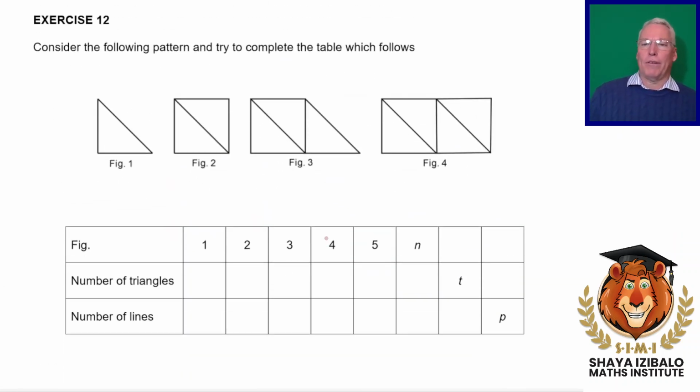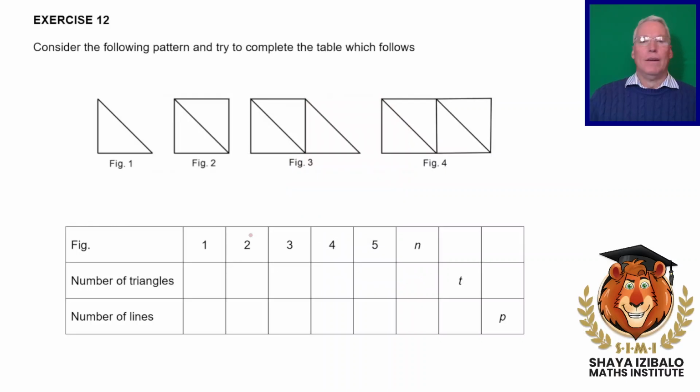Let's look at this one. This one's got some triangles and how many lines? Okay, if you haven't tried it, pause the video, have a go, and then we'll have a look. Right. So, number 1's got 1 triangle. Number 2's got 2 triangles. Number 3's got 3 triangles. That's pretty easy. 4's going to have 4 triangles. 5's going to have 5 triangles. N is going to have n triangles.